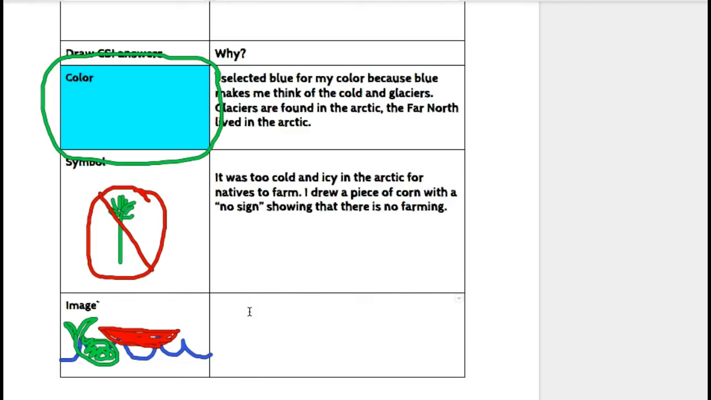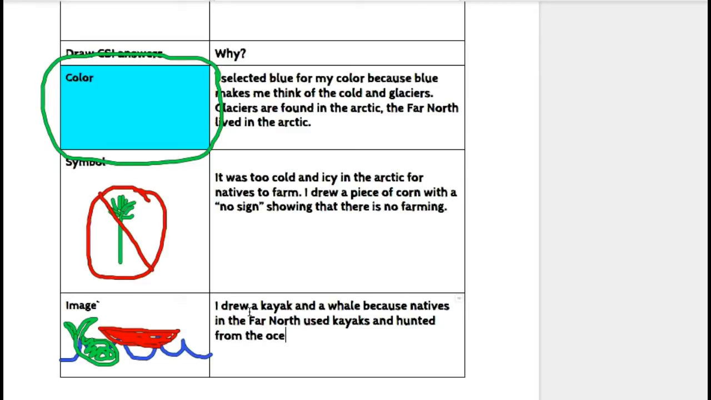Now I need to explain my image. I would say I drew a kayak and a whale because natives in the far north used kayaks and hunted from the ocean. Boom, done. Right? So if you would like to see another example, there will be another question that pops up and it will say, if you want another example, click here. If you understand this and you are good, you can hit the other one and move on. All right?